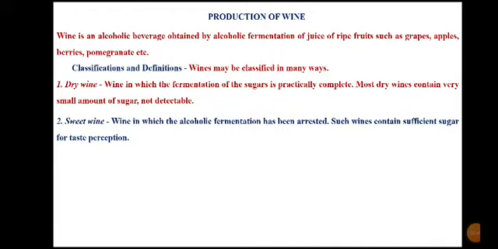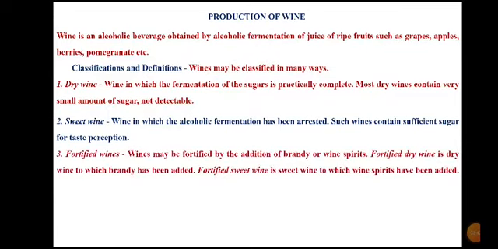In contrast to that, another type of wine is sweet wine. This is the wine which contains residual sugar sufficient to bring sweetness in finished wine. In making such wines, the alcoholic fermentation is arrested or stopped at a particular time, so that the conversion of sugar to ethanol is stopped and it will have a residual sugar in finished wine. So such wines contain sufficient amount of sugar for taste perception.